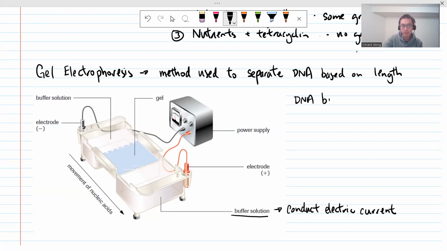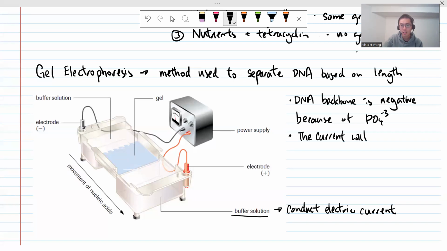The DNA backbone is negative because of the PO4, -3. Sugar phosphate backbone, I hope you remember I taught you that. So the phosphate is -3, which you learned in chemistry class, which means the electric current will push the DNA from negative to positive.